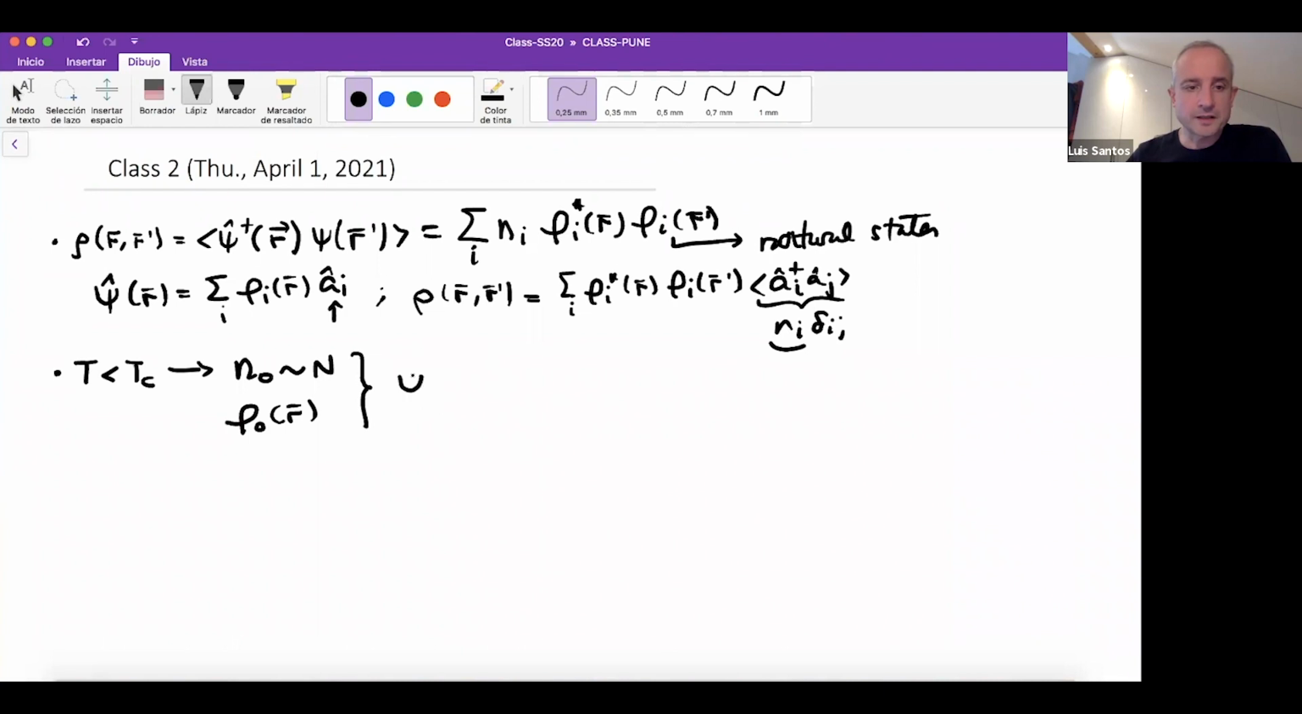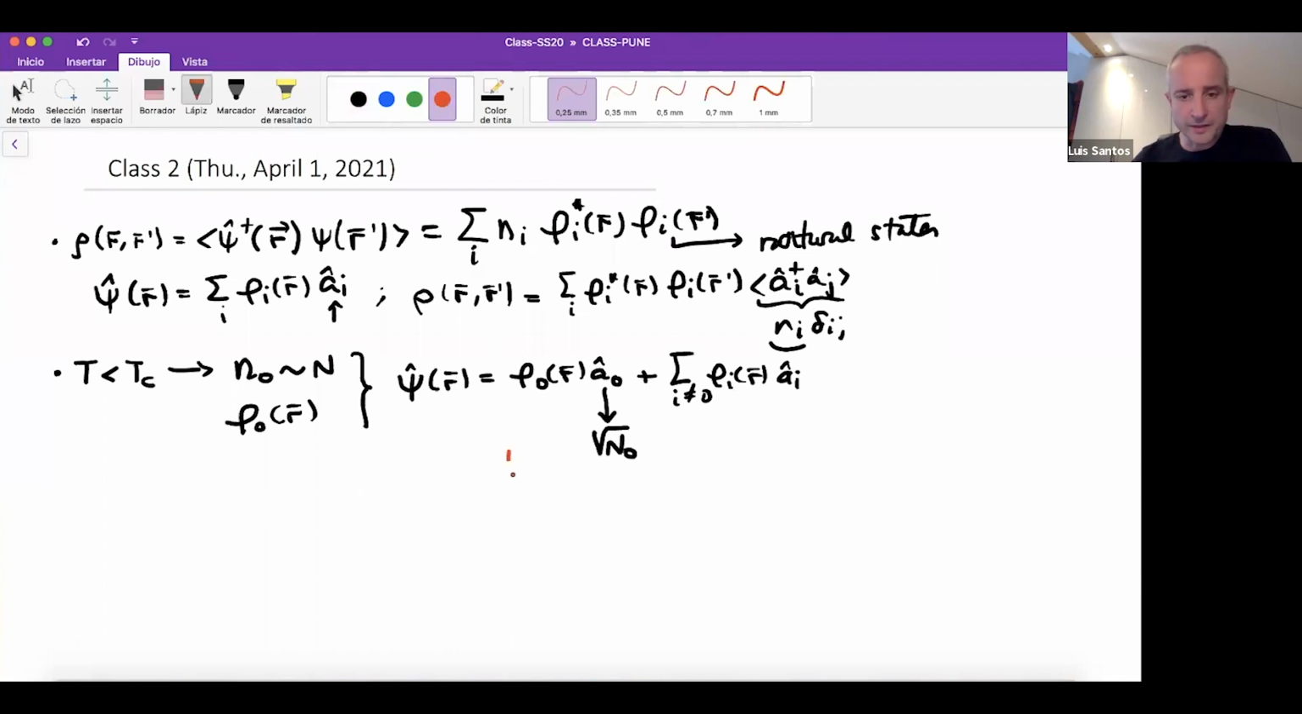So now this means that we can write psi of R. We can take first this contribution of the 0 mode, of the condensate mode, plus the rest. Now, for a temperature much smaller than the critical temperature, as we said yesterday, I can take this as a C number. So then I can write my operator in two parts. One part is what I will call psi_0, the wave function of the condensate, which is the square root of n_0 times phi_0 of R. This is the wave function of the condensate.